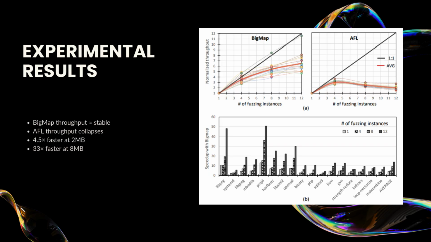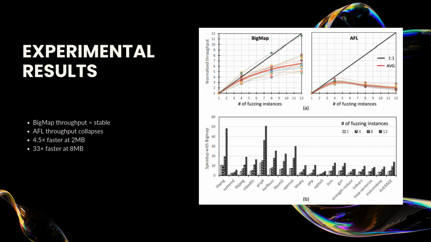In contrast, BigMap's throughput remains almost flat across map sizes. At 2 megabytes, BigMap achieves about 4.5 times higher throughput than AFL. At 8 megabytes, it achieves around 33 times higher throughput. This confirms the central claim of the paper. BigMap decouples performance from bitmap size.